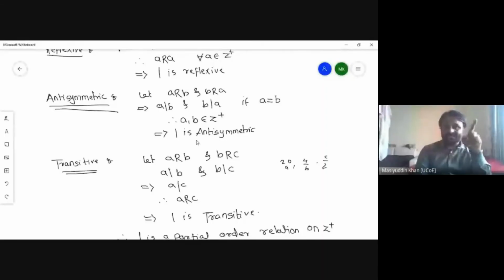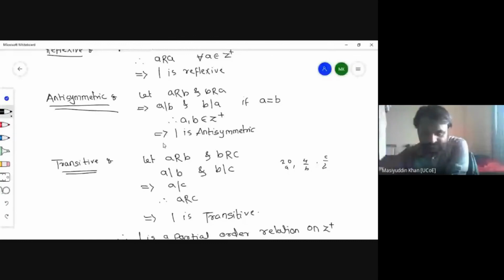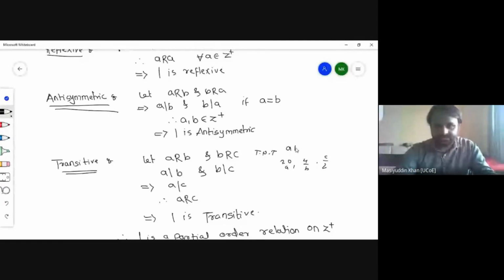Now the last one is transitive. What is transitive? A related to b, b related to c, means a related to c. The main motive is that we have to prove what we are supposed to prove here, that a is related to c.